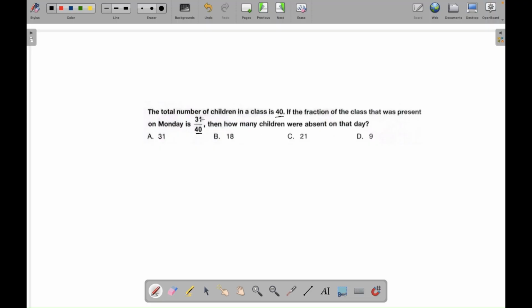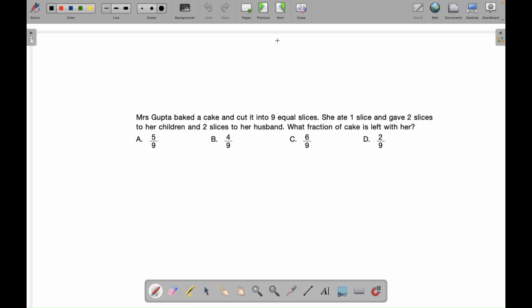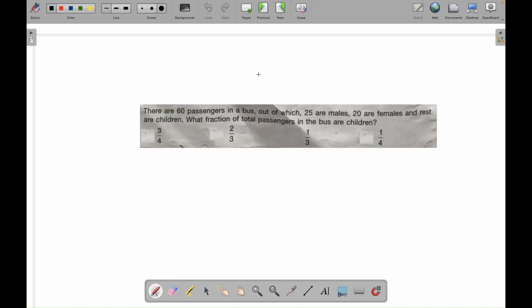Right, now once we are given this information, we can easily find the number of students that were absent, because we have 40 students and out of them 31 were present. So 40 minus 31 is the number of students that are absent, which is 9. Right? So D is the correct answer. So again, we have already discussed this question, so we are going to skip this.